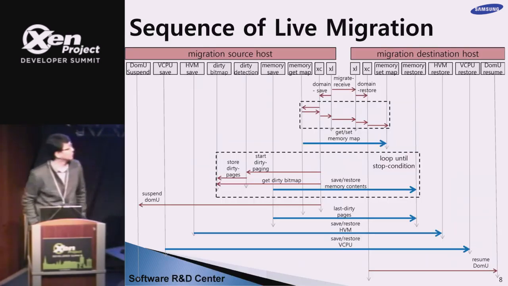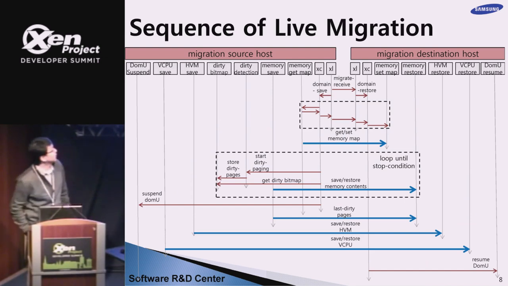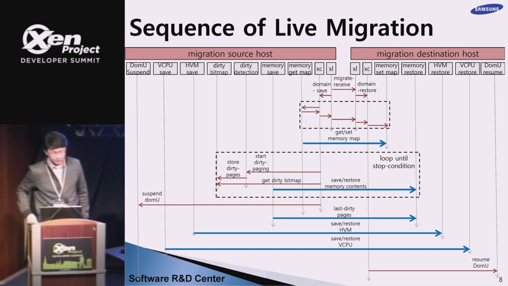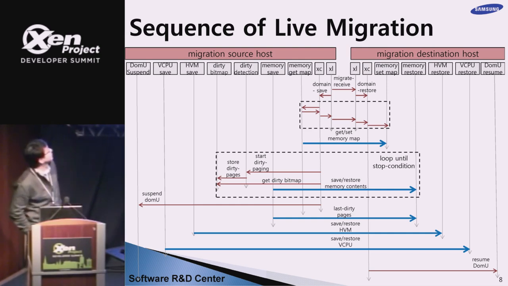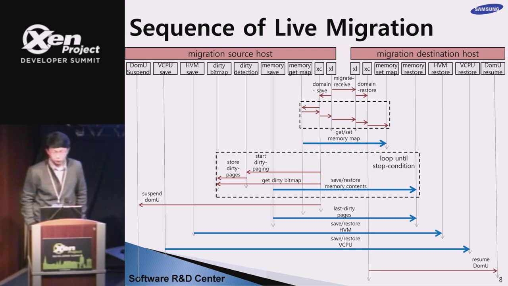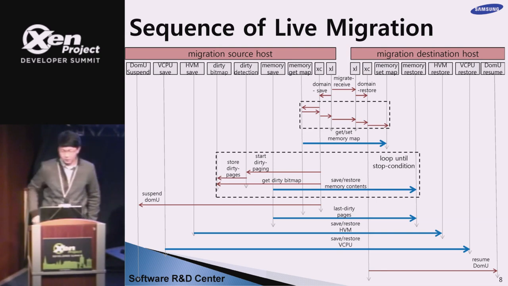I think this slide briefly explains what the dirty-page tracing is. Basically, this is the overall sequence of the live migration. Whenever the central stack, xl, or the management software, OpenStack, whatever, requests to move a running VM to another host, it starts the migration process from the source host side, and it triggers the receive process at the destination side, so the destination can be ready for receiving a VM.